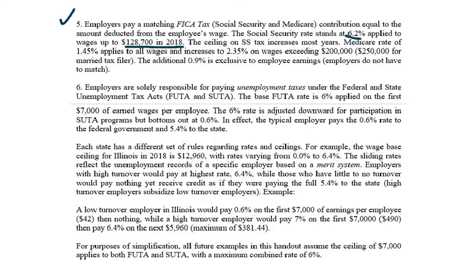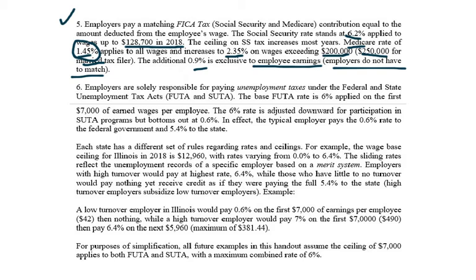Now, the Medicare rate is 1.45%, that is applied to all wages, and increases to 2.35% if you exceed $200,000, or $250,000 if we're talking about a married tax filer. Now, the thing about Medicare is, again, there's no threshold on that. There's no ceiling on that. That's applicable to all wages. But the thing to understand about that extra 0.9% is that it's exclusively going to apply to the employee earnings. Employers do not have to match that. So employers will only have to match the 1.45%, but everything above that will only come out one-sidedly from the employee's wages and salaries. Nothing else other than that.